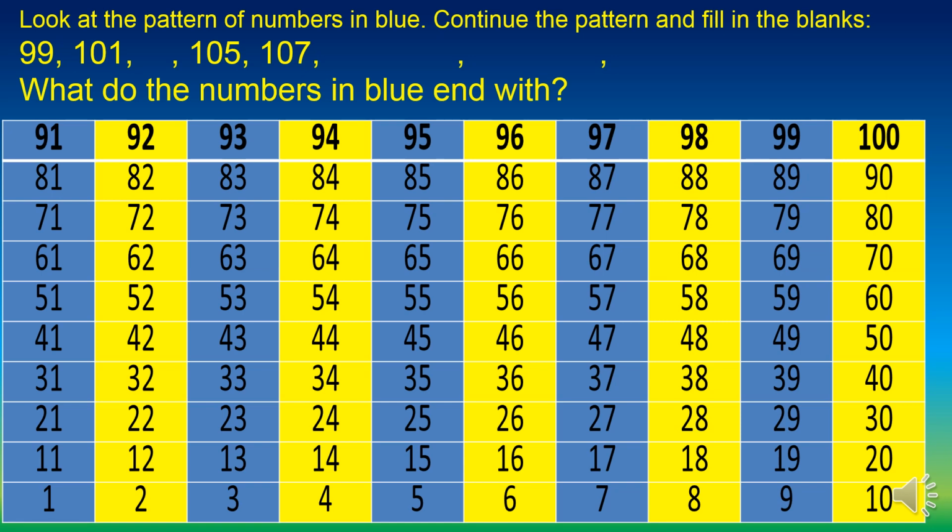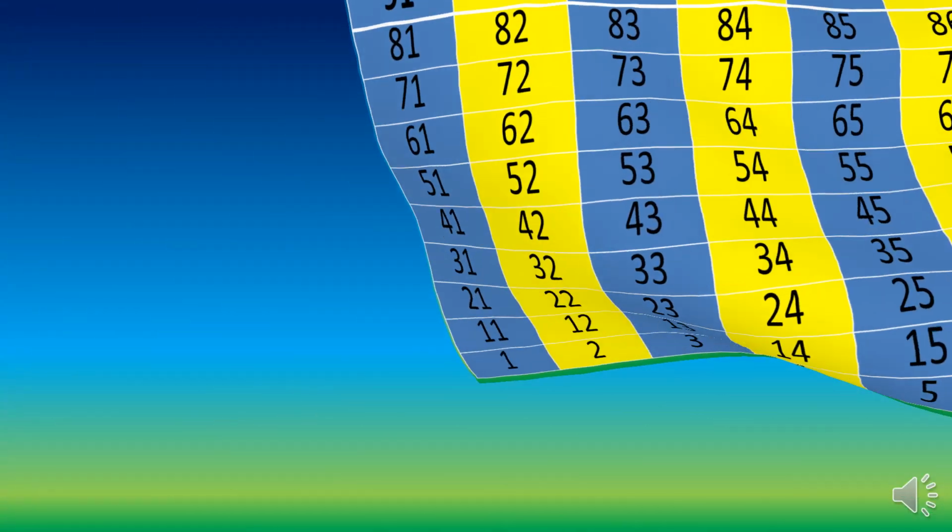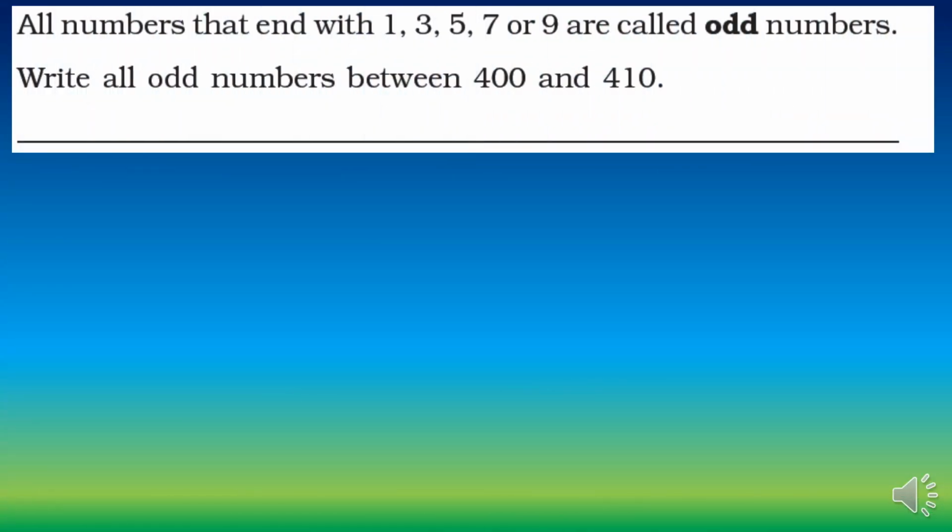Now look at the pattern of the numbers in blue. Continue the pattern and fill in the blanks. See the numbers: 99, 101, then 103, then 105, 107, 109 and 111. What do the numbers in blue end with? So you can see the numbers in blue end with 1, 3, 5, 7, 9, right? So these numbers are called odd numbers, right? So all the numbers that end with 1, 3, 5, 7 and 9 are called odd numbers.